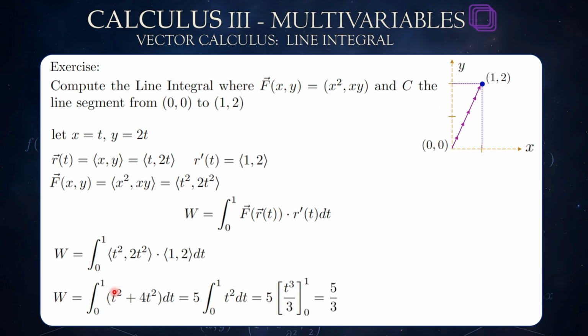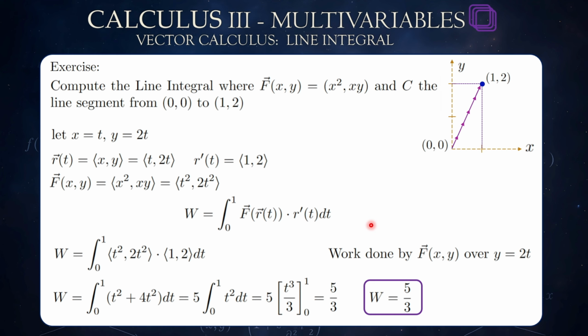Equal to the integral from 0 to 1, this is a dot product, of t squared plus 4t squared, which is 5t squared. 5 is moved to the outside. Integral from 0 to 1 of t squared dt equals 5 times t to the power of 3 divided by 3 between 1 and 0, which is 5 over 3. The work done by f(x,y) over y equal 2t.